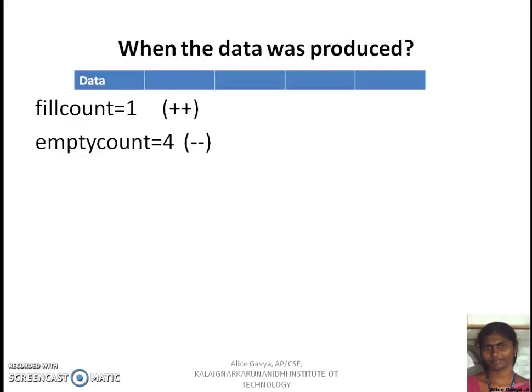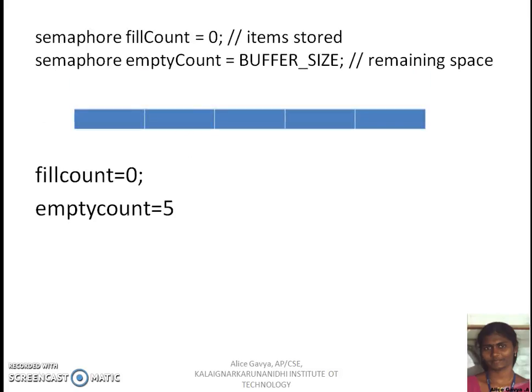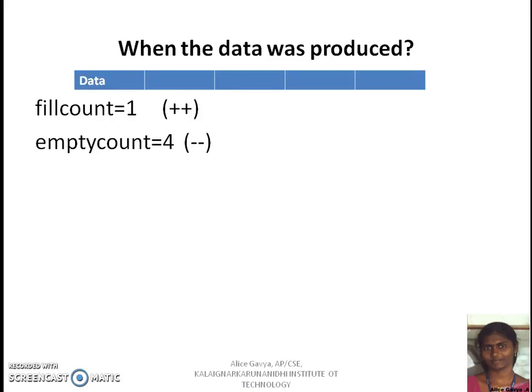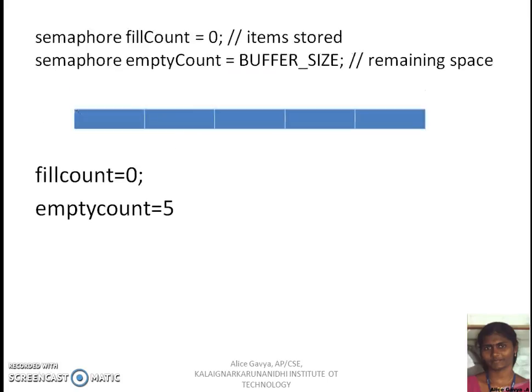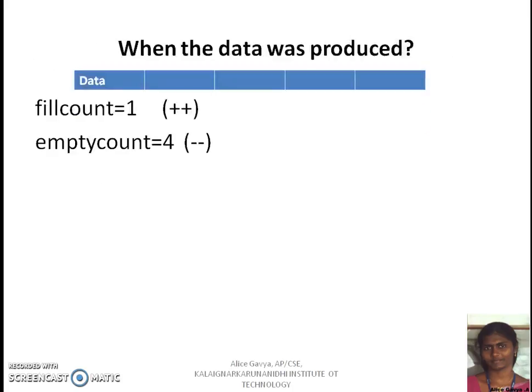When the data is added into the buffer, we have to increment the value of fill count. Fill count was initialized to 0 initially, so after increment it becomes 1. When a data is added into the buffer, we also need to decrement the value of empty count. Initially I assigned the value 5 to the empty count, so after addition of a particular data, it was decremented to 4.